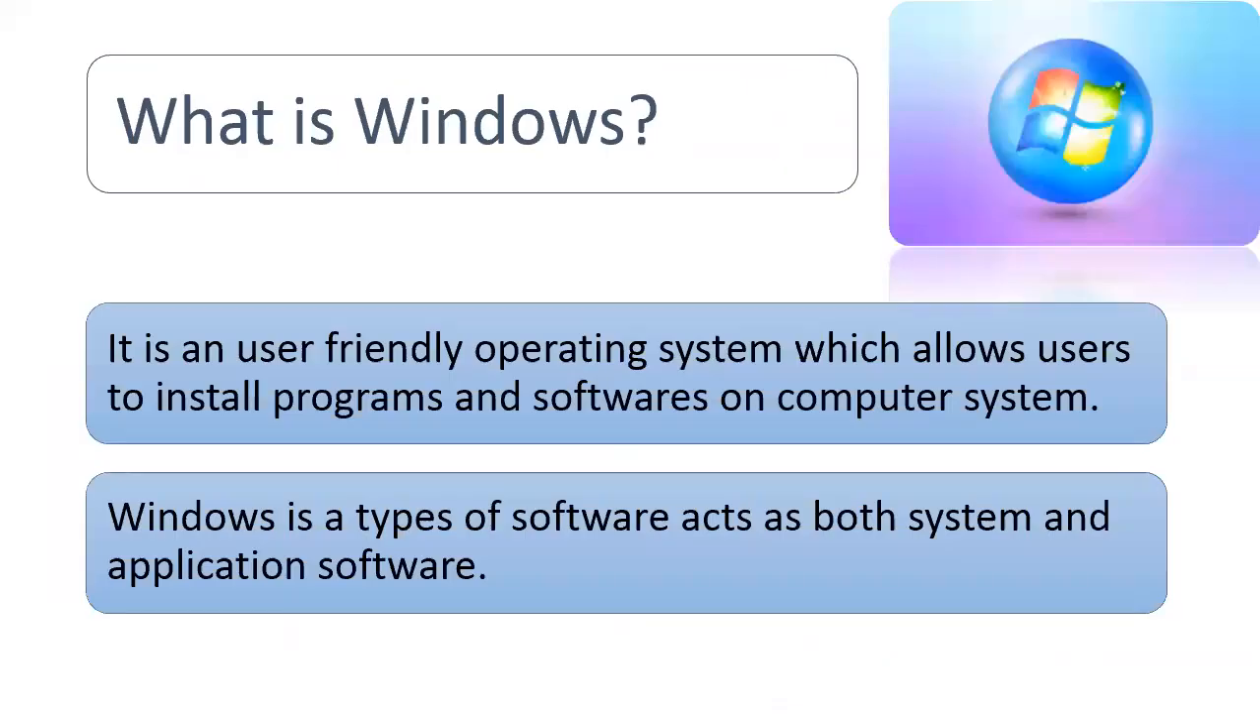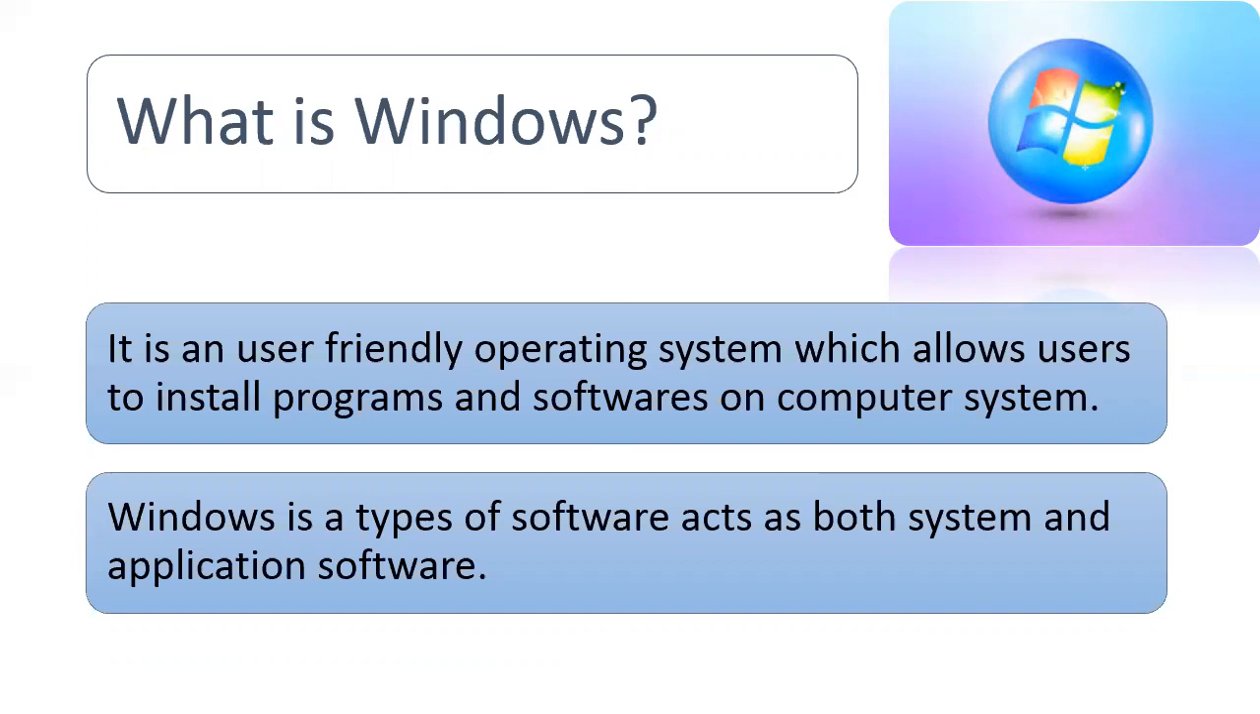Now, what is Windows? Windows is a user-friendly operating system which allows users to install programs and software on a computer system. Windows is a type of software that acts as both system and application software.